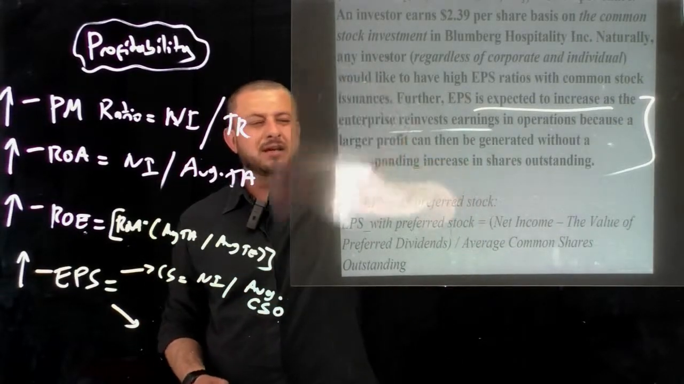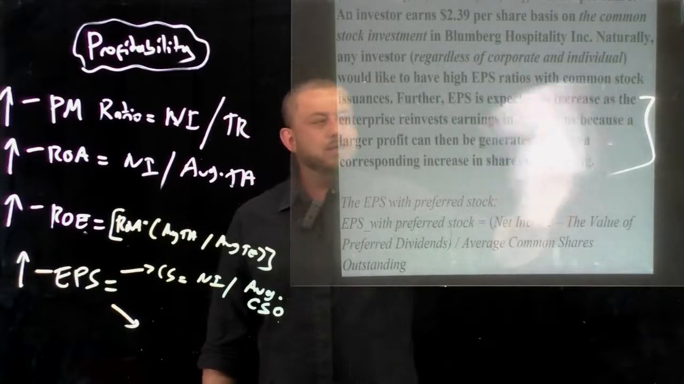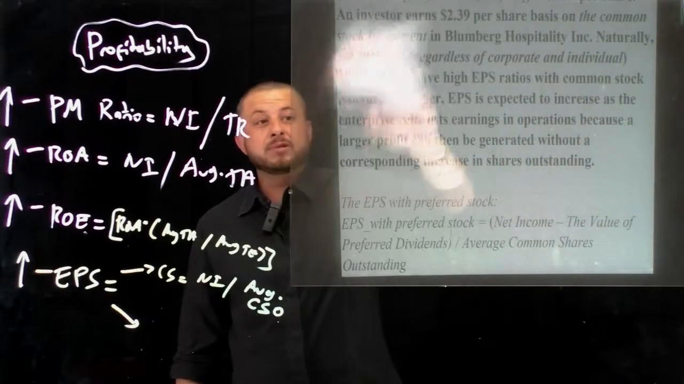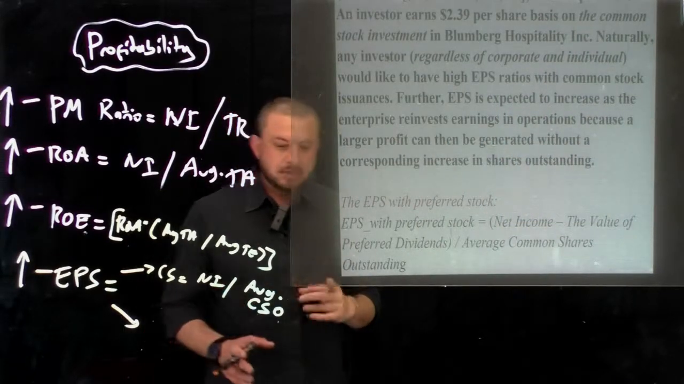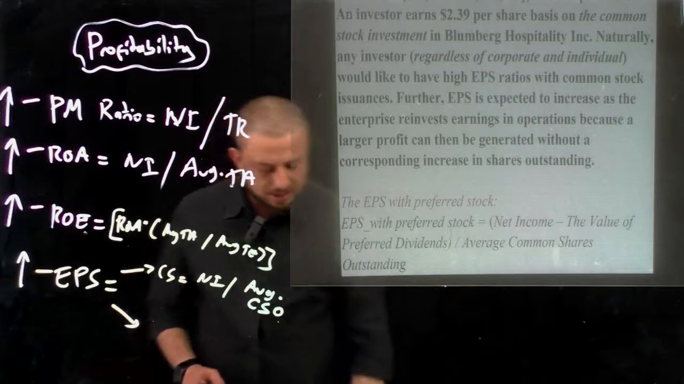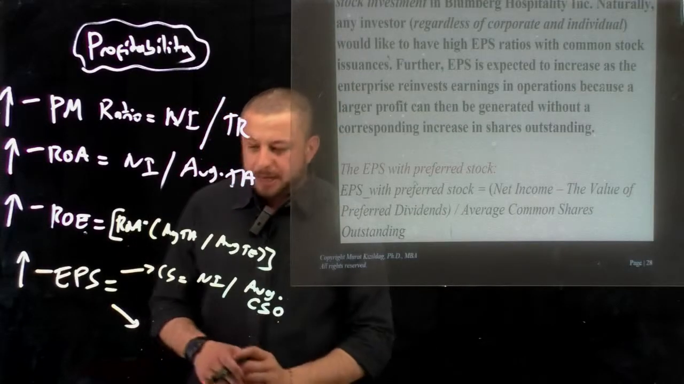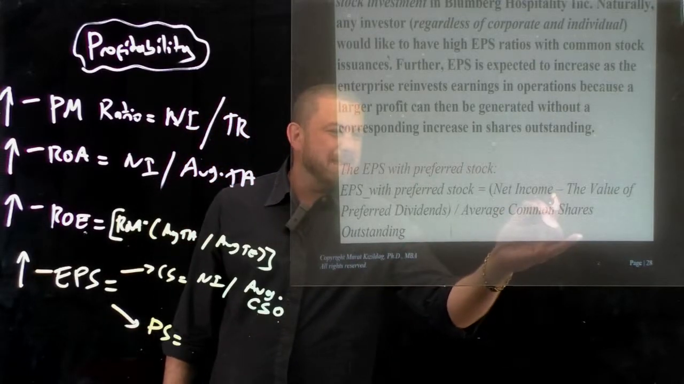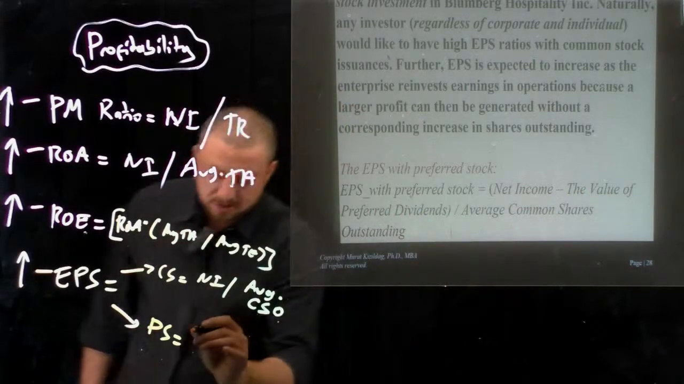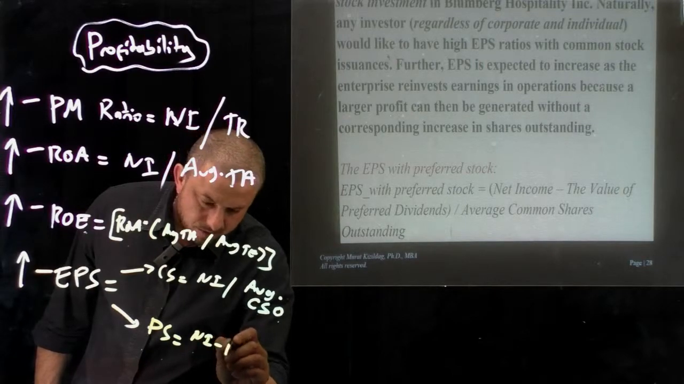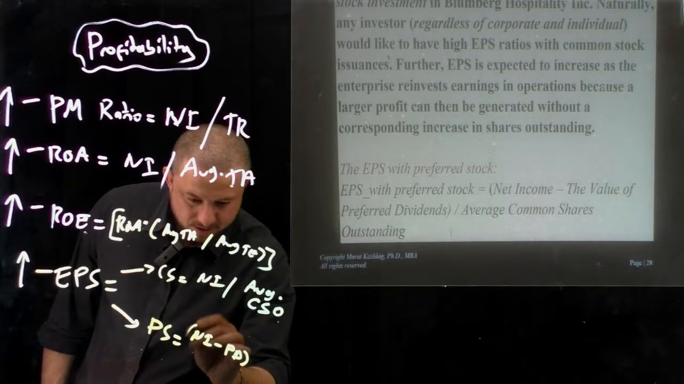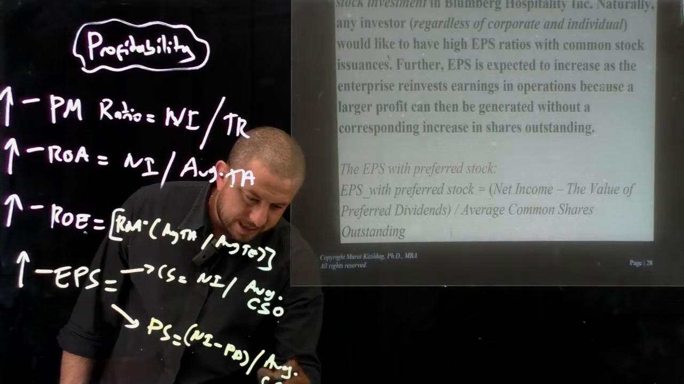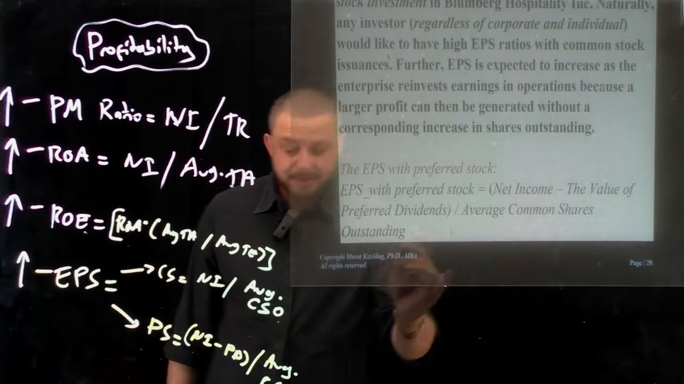Common stock and preferred stock are different from each other. Preferred stock is a fixed income financial asset, and the common stock is not a fixed income. That's the most important distinction between preferred stock and common stock. So EPS with preferred stock, PS, the equation is net income minus the value of preferred dividends, PD, over average CSO, average common shares outstanding, okay?